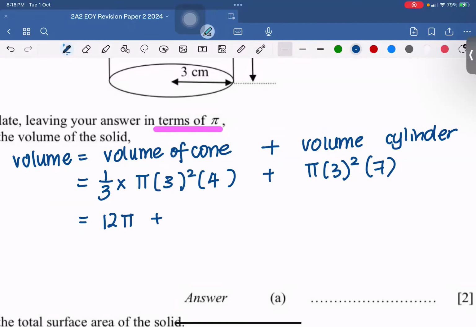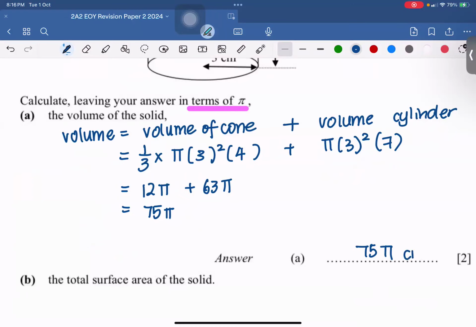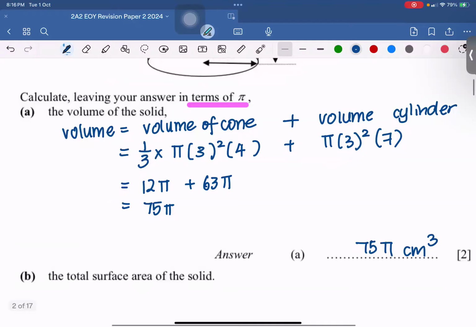Plus then the cylinder will be 3 square times 7, leave the pi alone. So 63 pi. So here got so many apple pie, this got so many apple pie. They are the same type of units, then we can add them together. If here don't have pi, only one side has pi, then cannot add them together, they will be two separate things. But if both of them are pi, then you can add them together. So the volume of the solid will be 75 pi cm cube.